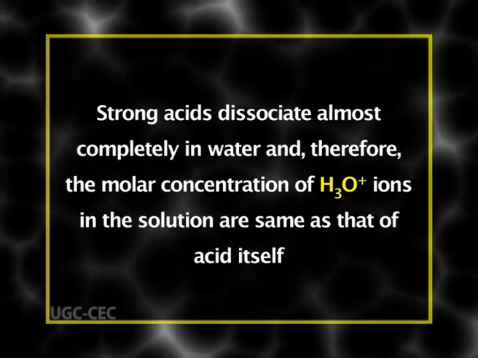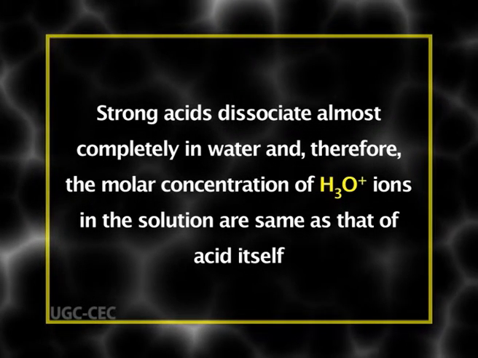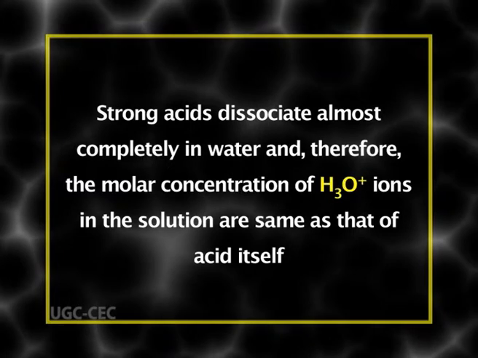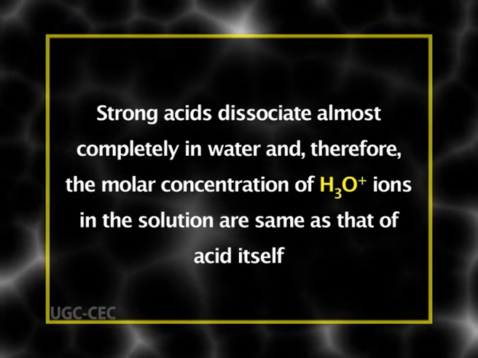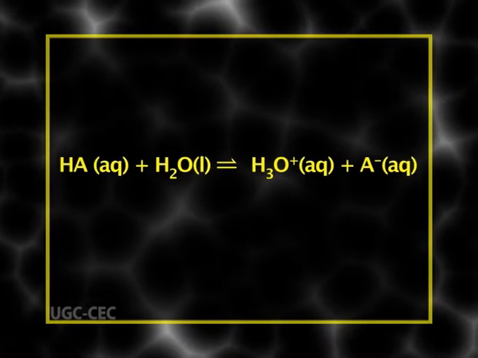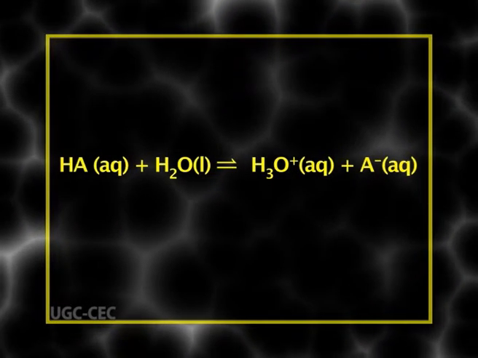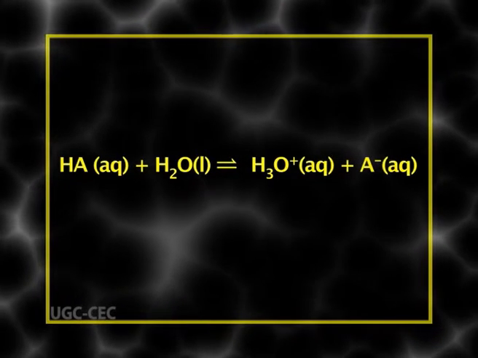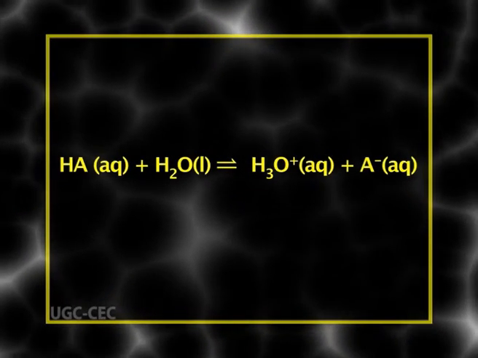Strong acids dissociate almost completely in water, and therefore the molar concentration of hydronium ions in the solution is the same as that of the acid itself. But weak acids are not completely dissociated, and the relative strengths of weak acids can be compared in terms of their dissociation constants. For example, the dissociation of an acid HA may be represented as HA aqueous reacts with water H2O liquid. It generates H3O positive aqueous, hydronium ion, plus A negative ion, in its aqueous form.